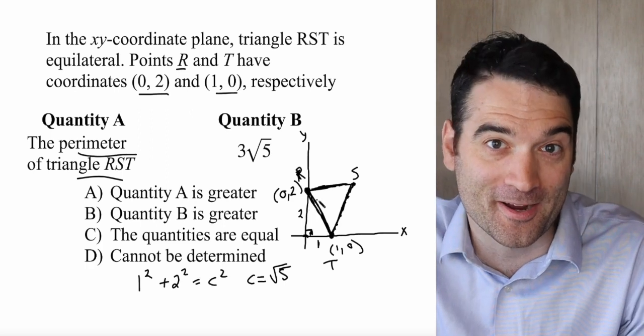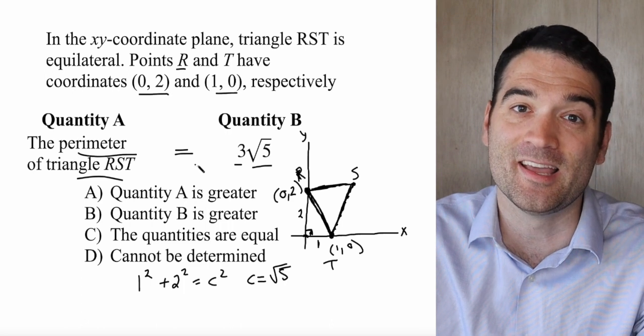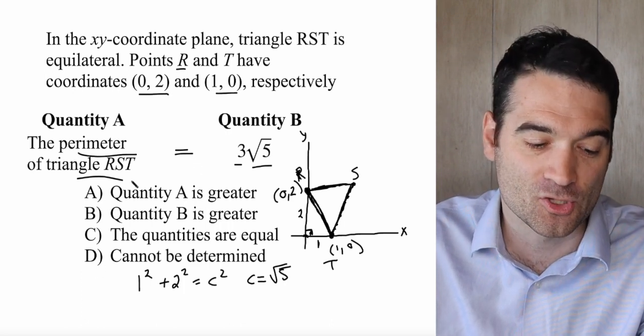Well, how many sides are there in a triangle? There are 3 of them. So 3 times the square root of 5 is indeed the perimeter of triangle RST. So the correct answer here is C.